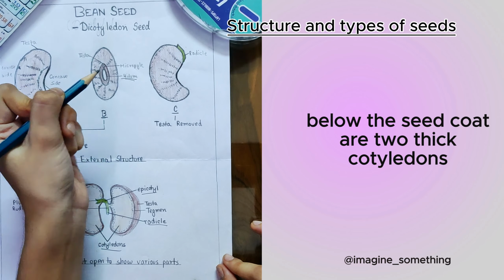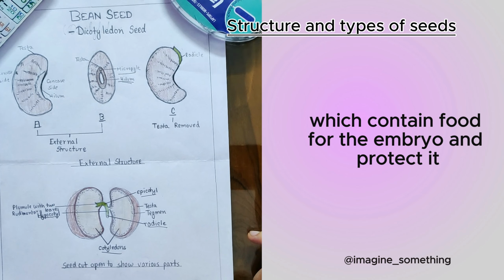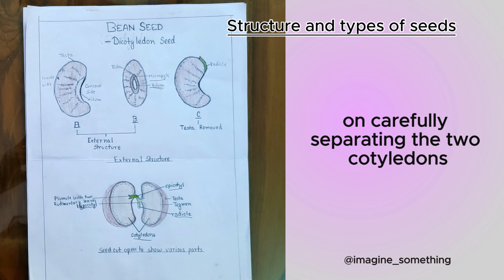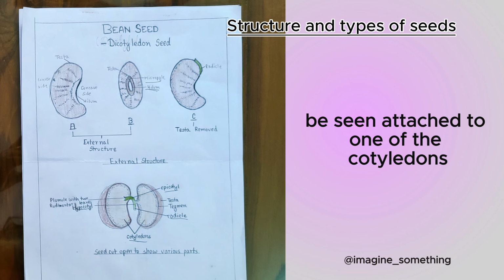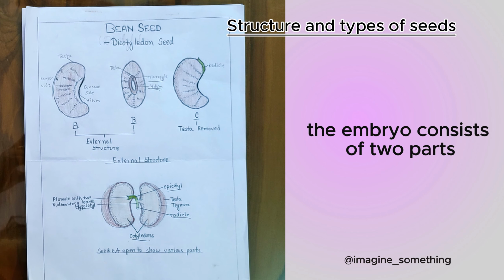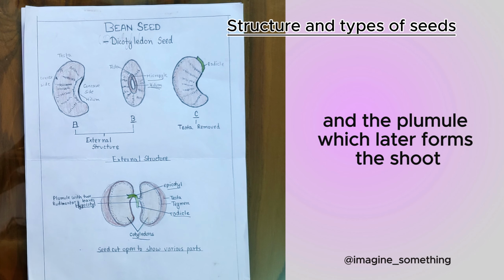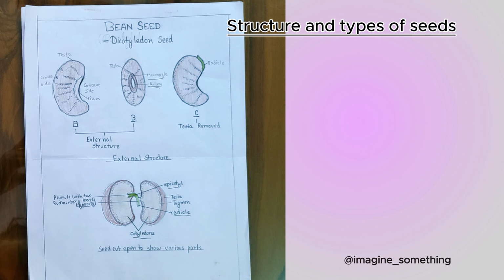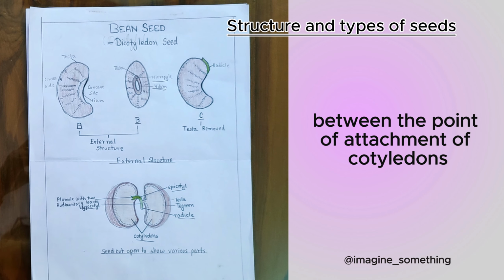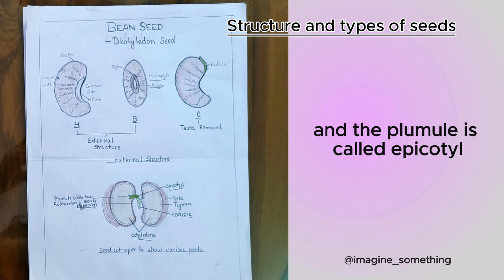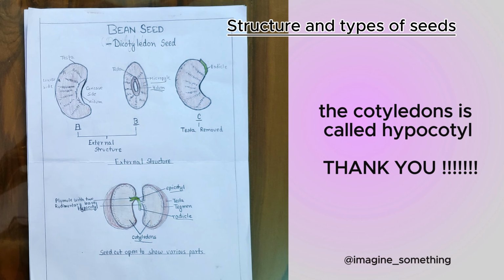Below the seed coat are two thick cotyledons, which contain food for the embryo and protect it. On carefully separating the two cotyledons, the tiny embryo can easily be seen attached to one of the cotyledons. The embryo consists of two parts, the radicle, which later forms the root, and the plumule, which later forms the shoot. The region of the axis between the point of attachment of cotyledons and the plumule is called epicotyl, and the region of the axis below the cotyledons is called hypocotyl.